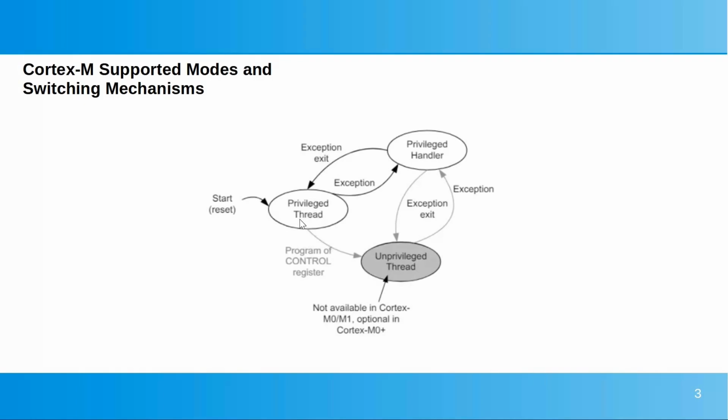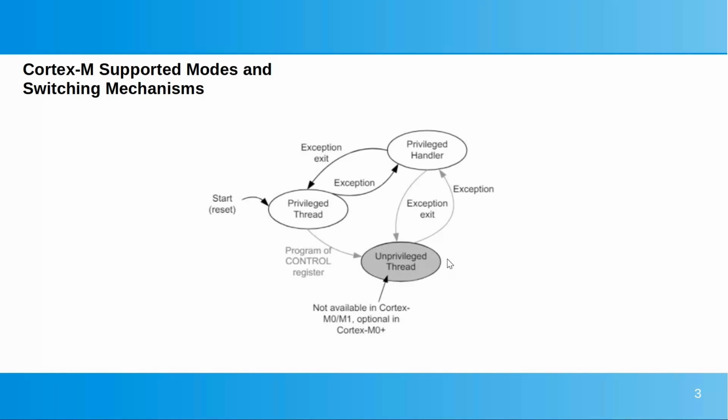Now to switch from thread privileged to thread unprivileged, we need to manipulate a certain bit within the control register. The control register is an ARM Cortex-M special register, and there is a certain bit called the unprivileged bit. If it is set to 1, then the CPU will execute in thread unprivileged.